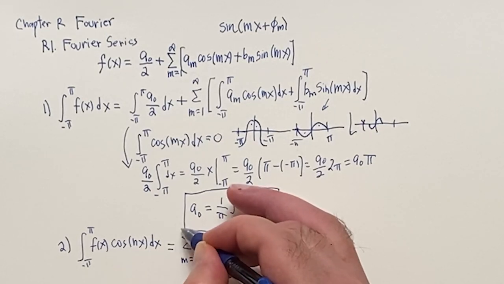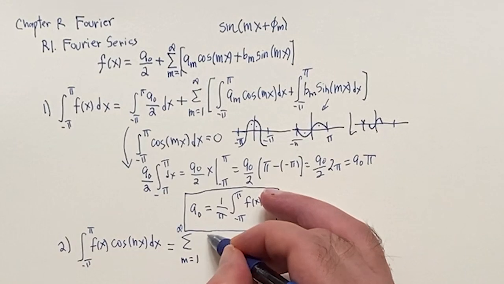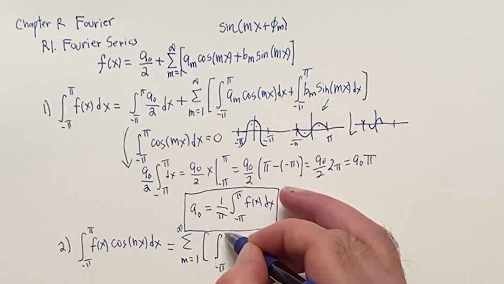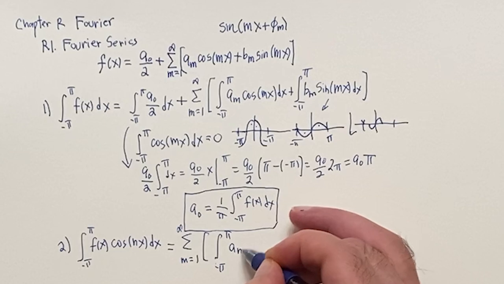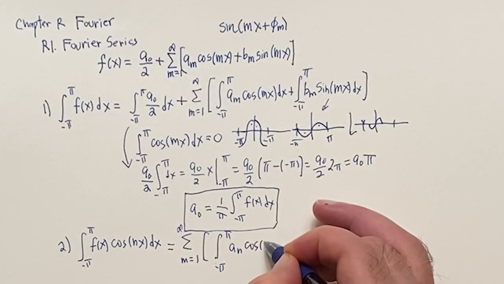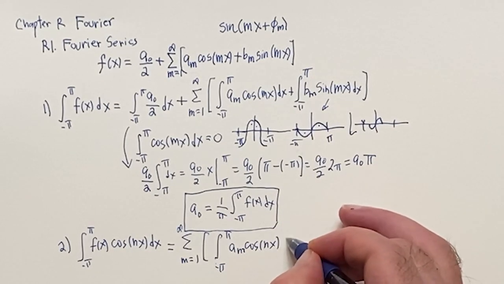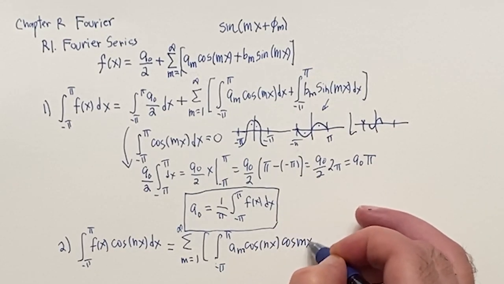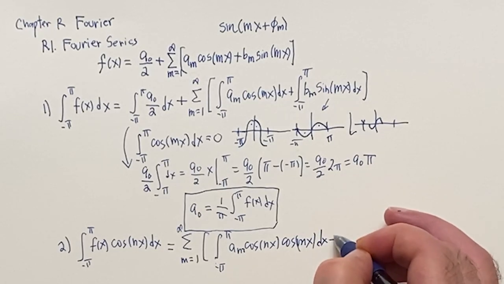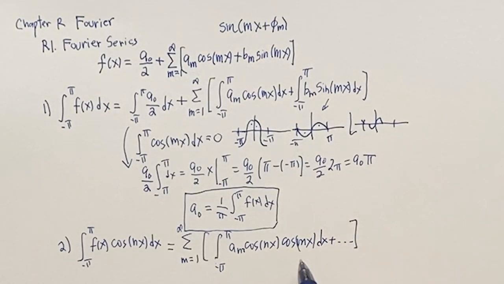So you have m goes from 1 to infinity. We're going to integrate here a_m, and this is going to be cosine of nx. This is a_m, by the way, a_m cosine nx, cosine of mx dx, plus one for the sine. So let's make sure we got this correct. The a_m here goes with the cosine mx from up here. And then the cosine of nx is coming from the multiplication, the setup of this integral.